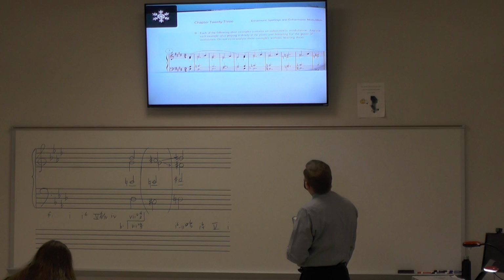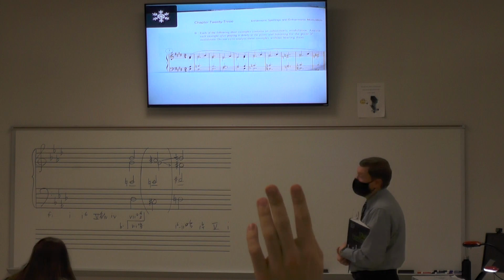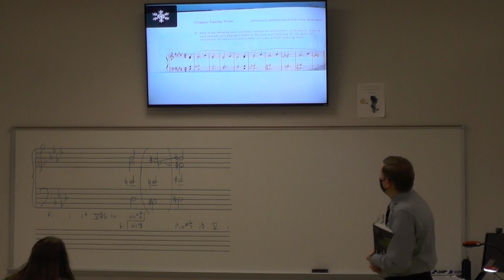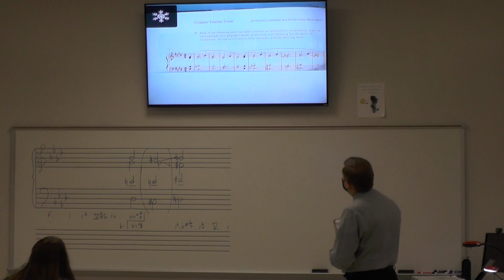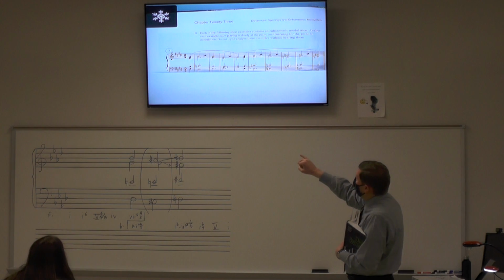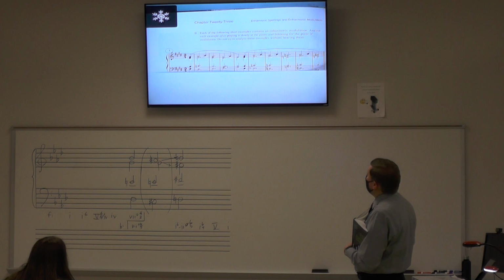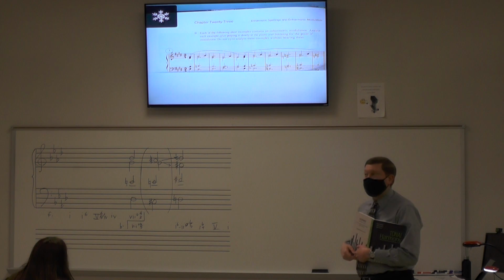Let's see, 1, 2, 3, 4, 5, 6. About 9 measures, don't count the pickup. Yeah. The pivot happens in measure 6. Okay. By the time you get, are you counting the pickup? No. No. Okay. Yeah. By the time you get to the 6th full measure, we are definitely in the new key.